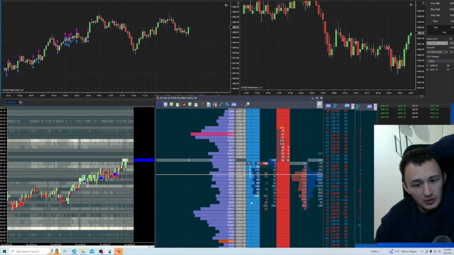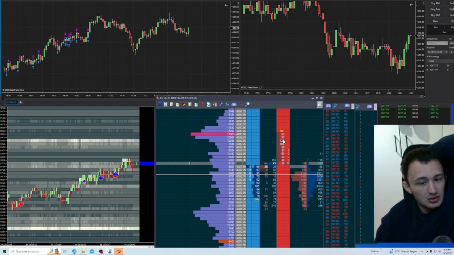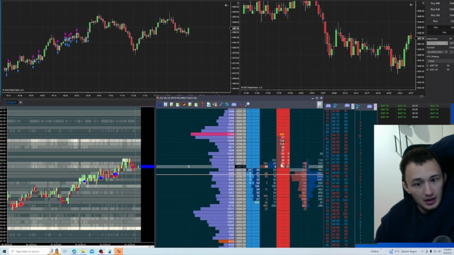We did see the price hang out for a while down here, so we have probably a lot of sellers stuck here. So this looks good for me. This might retrace here. We did have a high node and then volume zone here.